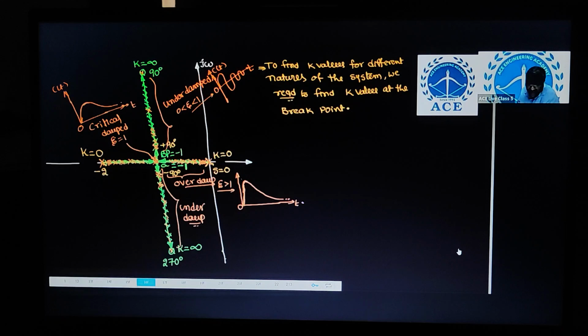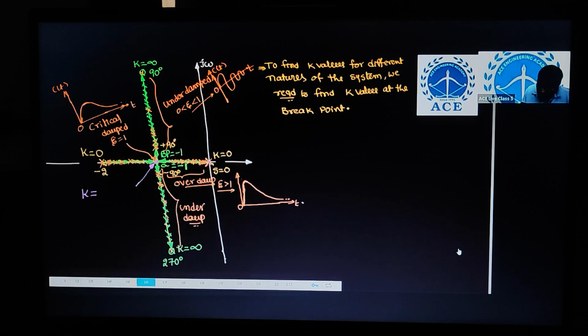How to find the K value at the breakpoint? By using the magnitude condition or product of lengths. I told you already, here you can use the product of lengths. This is the breakpoint, what is the K value? Use the product of lengths. One is the magnitude condition, the second is the product of lengths.